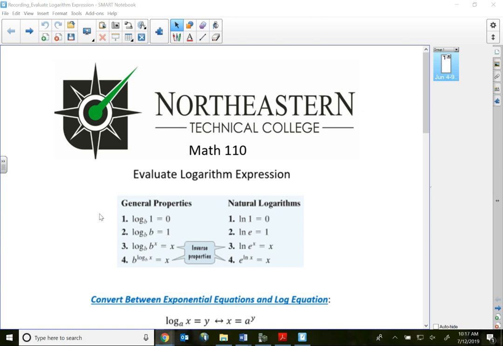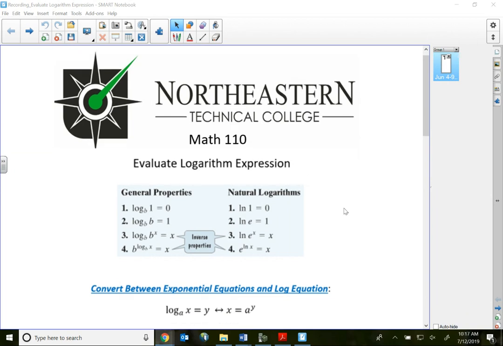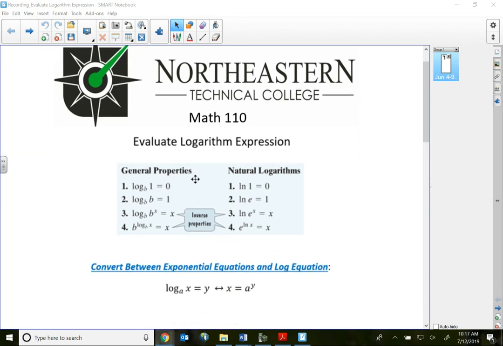In this lecture video, let's take a look at how we can evaluate logarithm expressions. So here are the general properties, some of the properties for logarithm and natural log. Remember, natural log is actually a logarithm. It's just using base e.